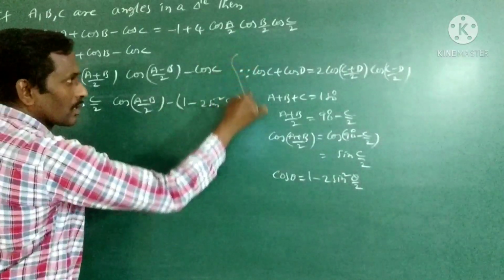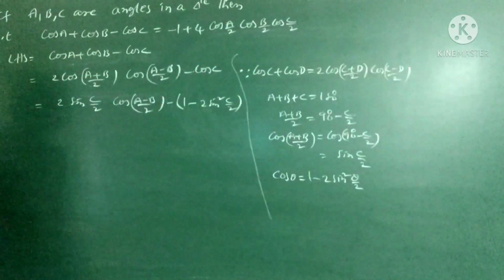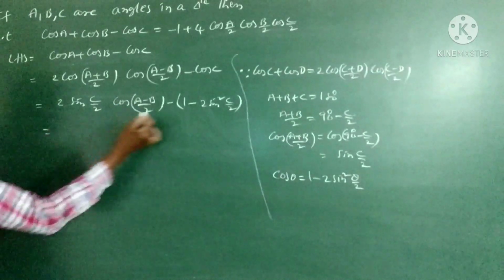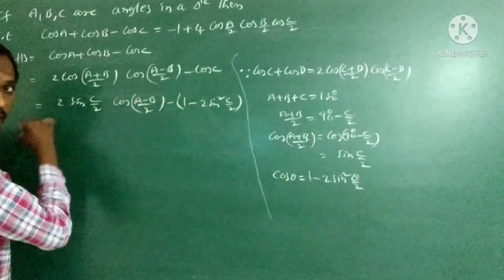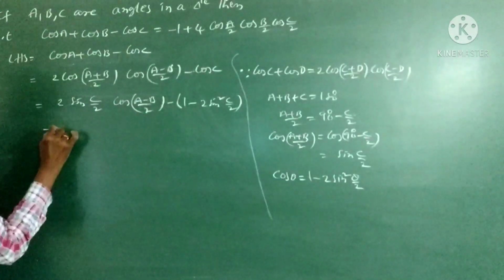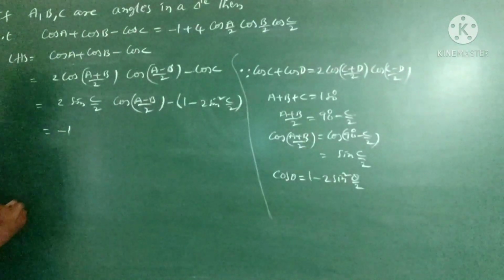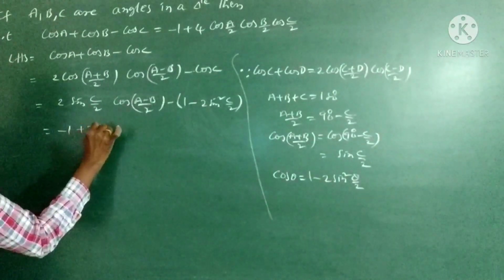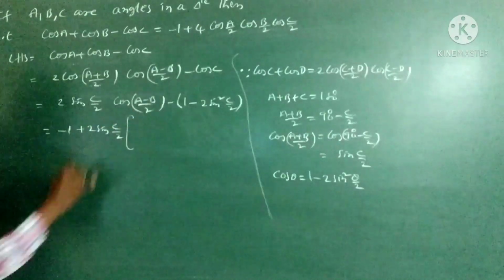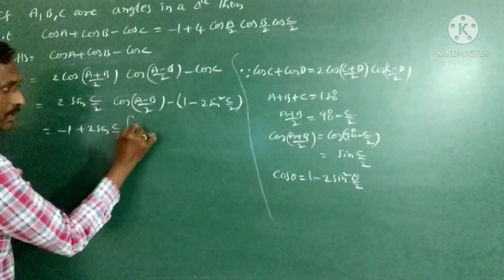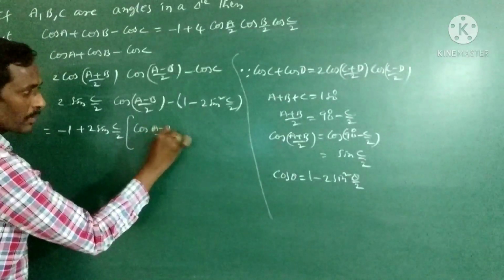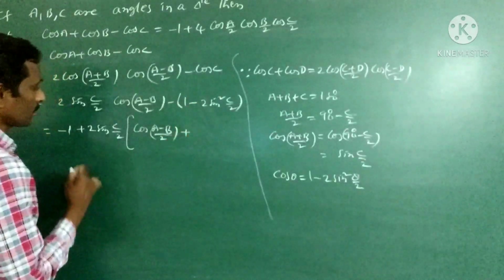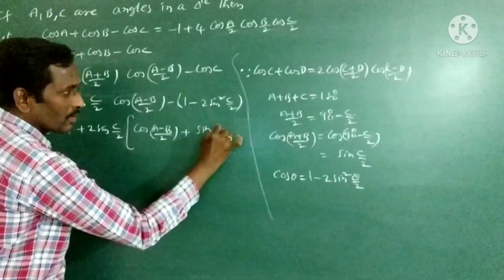So it is the step 2. Step 2 is over. What is the next step? Taking a common. Before that, if there is any constant, then write the constant first. So minus 1 we have, I am going to write the value. Now take the common, 2 sin C by 2. So you get a common, 2 sin C by 2 taken as a common. If I take a common, with the remaining value, cos A minus B by 2, minus of minus is a plus sign. One sin function will remain.